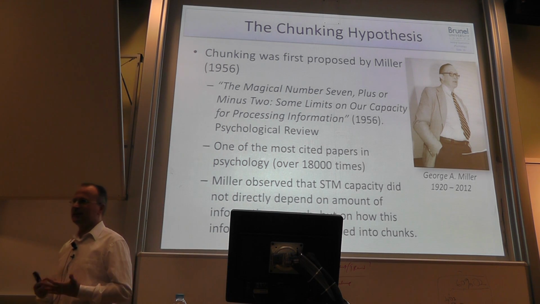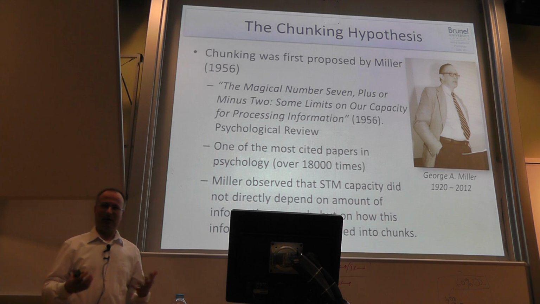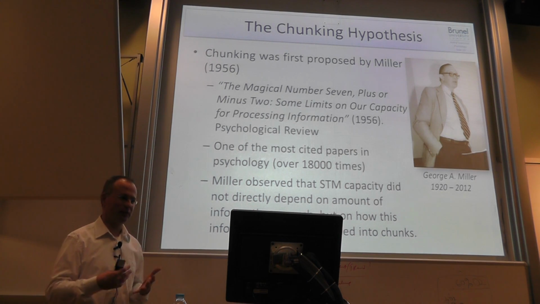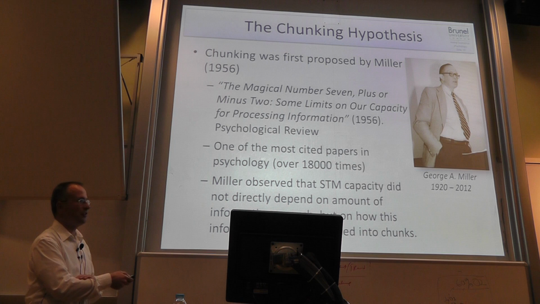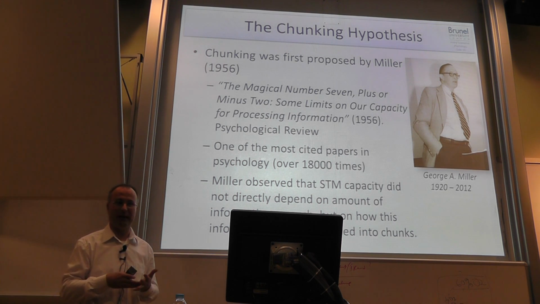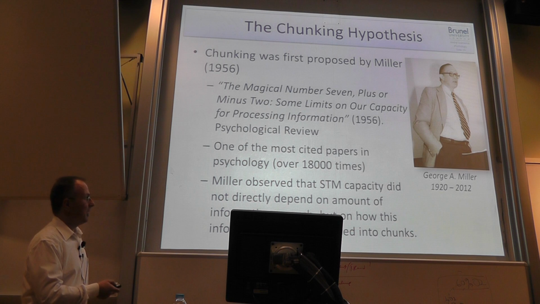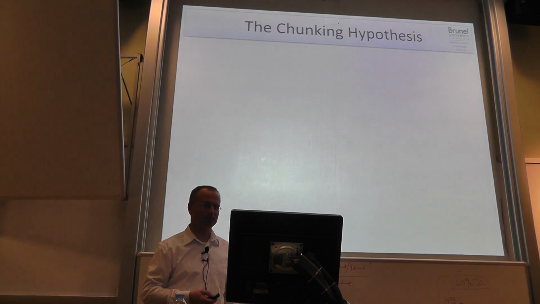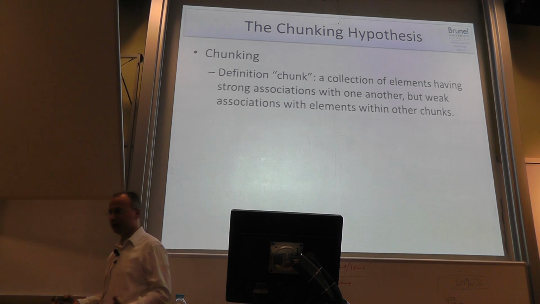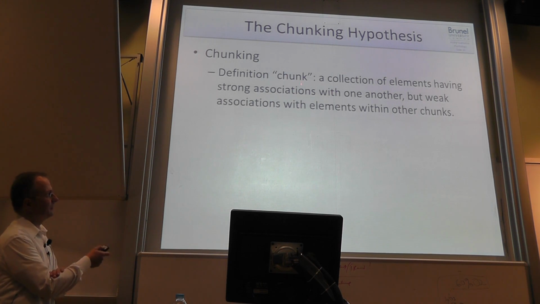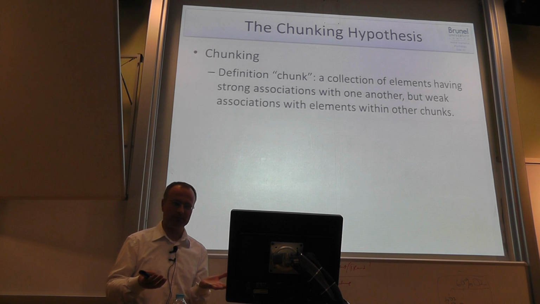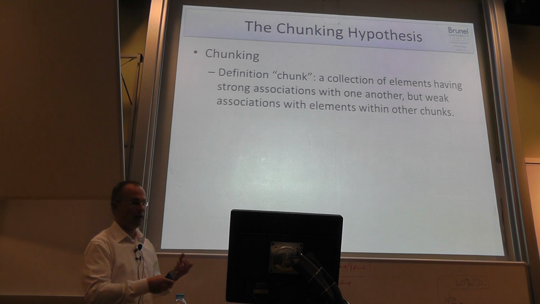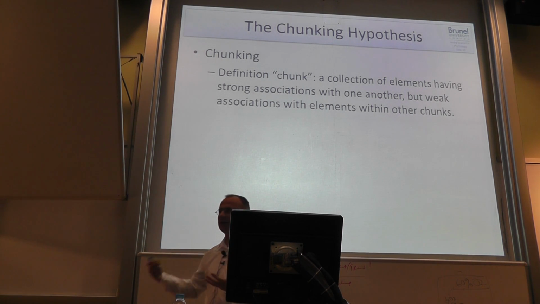And he had this observation that the amount of information which we can store is not easily quantifiable by things such as letters. So information is not how a computer would define information in terms of bits or something, but depends on how we can chunk or group this information into chunks. So what is an official definition of a chunk? A chunk can be defined as a collection of elements, such as letters, which have strong associations with one another, but weak associations with elements within other chunks.